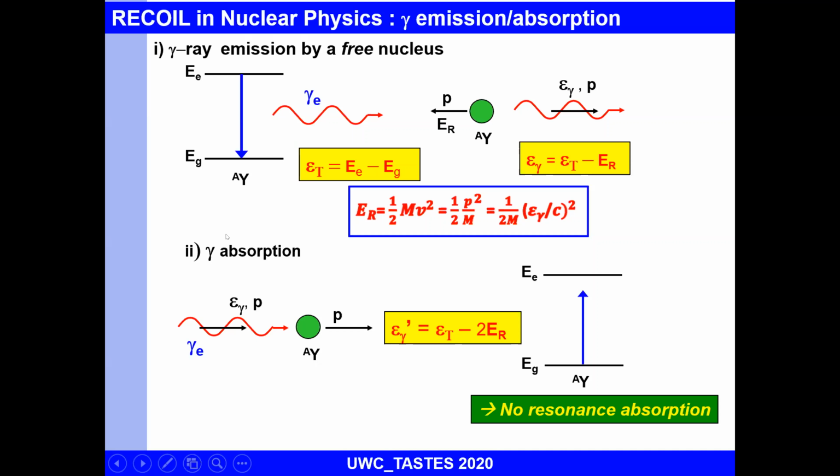When an absorption of a gamma photon takes place, this photon similarly brings to the nucleus a momentum. And so the difference in energy between the emitting state and the absorbing state is now a difference of 2 E_R in the photon that's incident. So no resonant absorption takes place.